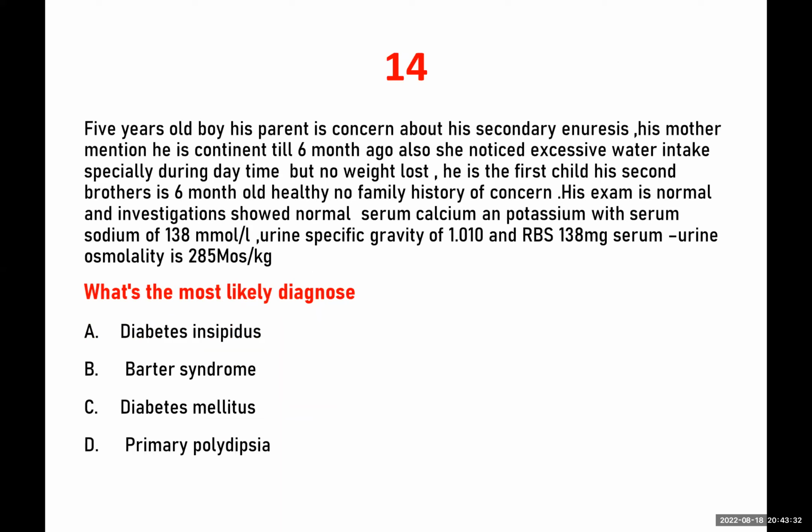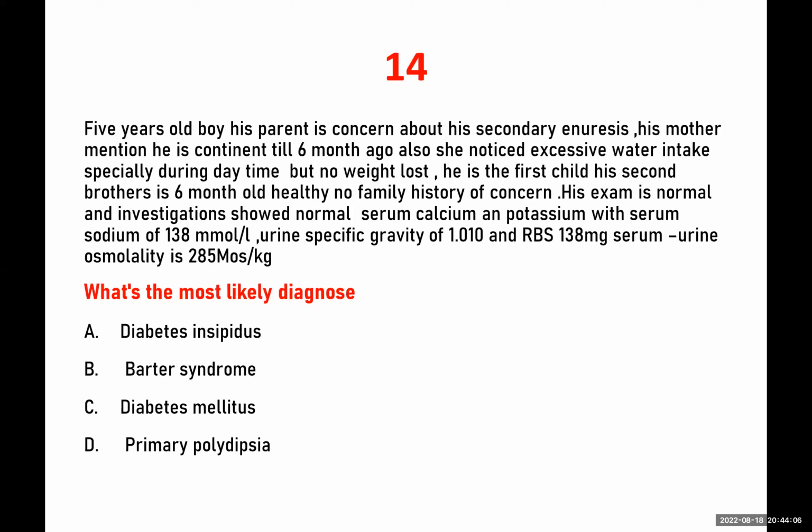You saw a 5-year-old boy, his parents were concerned about his secondary enuresis. His mother mentioned he was continent until 6 months ago. Also, she noticed excessive water intake, especially during the daytime, but no weight loss. He is the first child. His second brother is 6 months old, healthy, no family history of concern. His exam is normal, and investigation showed normal serum calcium and potassium with serum sodium of 138, urine specific gravity of 110, and RBS of 138.